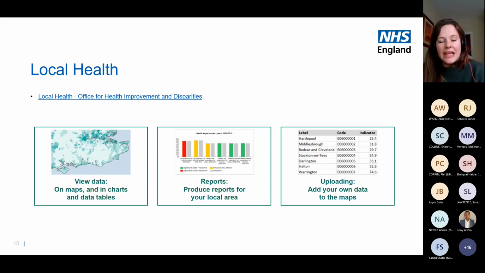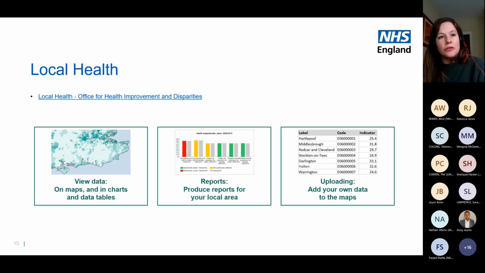But I think one of the key things with this tool is that the data is available down to middle super output area, so we can start to see things in a lot of granularity. We can also build up bespoke reports based on grouping middle super output areas and other areas together. There are 69 indicators available in the tool. However, you are able to upload your own data as well if you have all the ONS codes for it, and map it and put it through the report functionality as well.